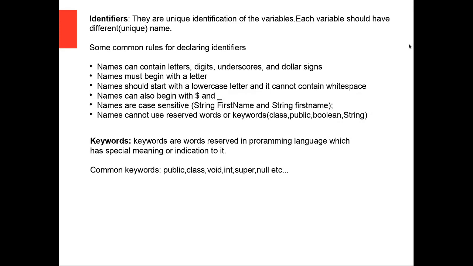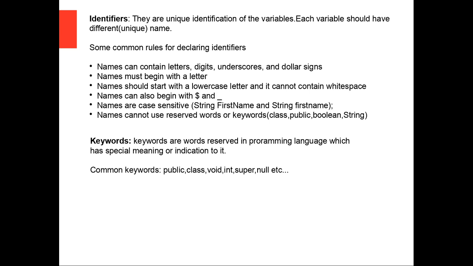Identifiers. Identifiers are unique identification of variables. Each variable should have some unique name with it. So some common rules for declaring identifiers are here. Names can contain letters, digits, underscores, and dollar signs. Names must begin with a letter. Name should start with a lowercase letter and it cannot contain white space. Names can also begin with a dollar and underscore sign. Names are case sensitive, obviously, where Java is a case sensitive language.